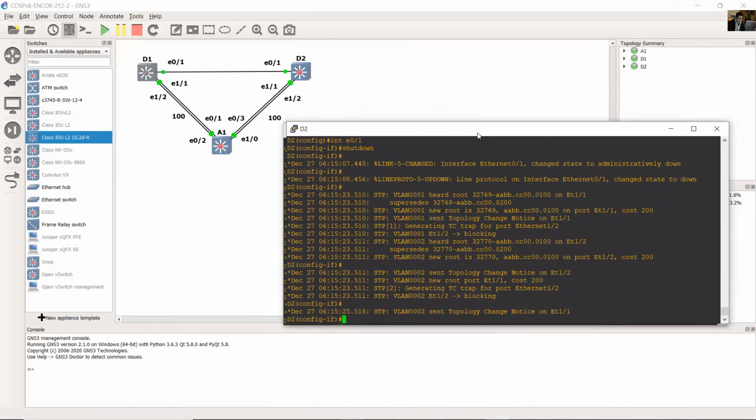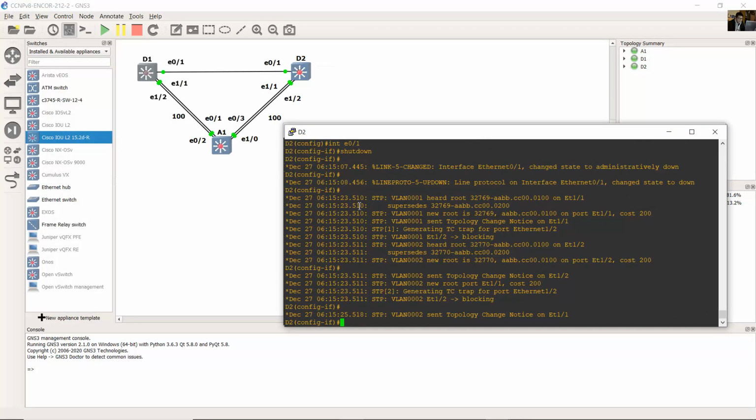Okay, go to D2, and you can see here the interface administratively down at 7, but the topology change notice at 25. Okay, 18 seconds.